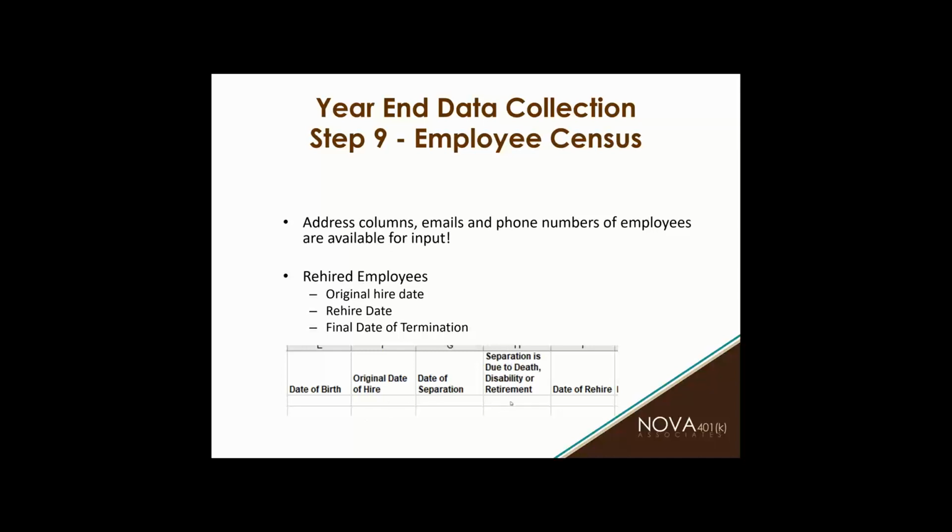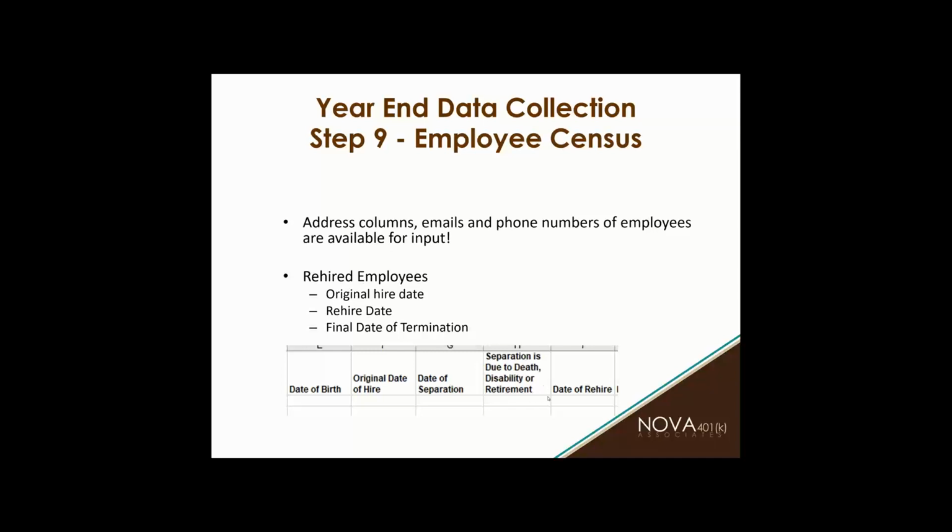So here's that column that I mentioned earlier for the separation is due to death, disability, or retirement. It'll either be a check mark, a checkbox, or a Y for that column, if you want us to calculate a profit sharing or a discretionary match for you in the year.